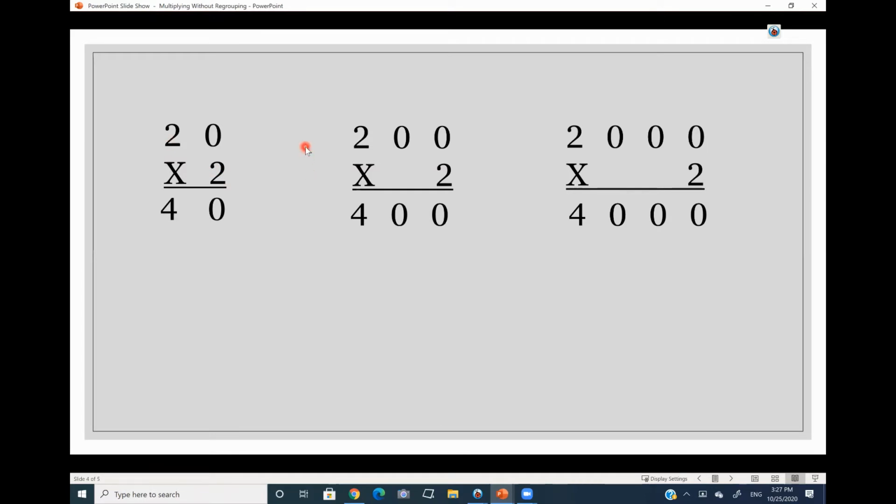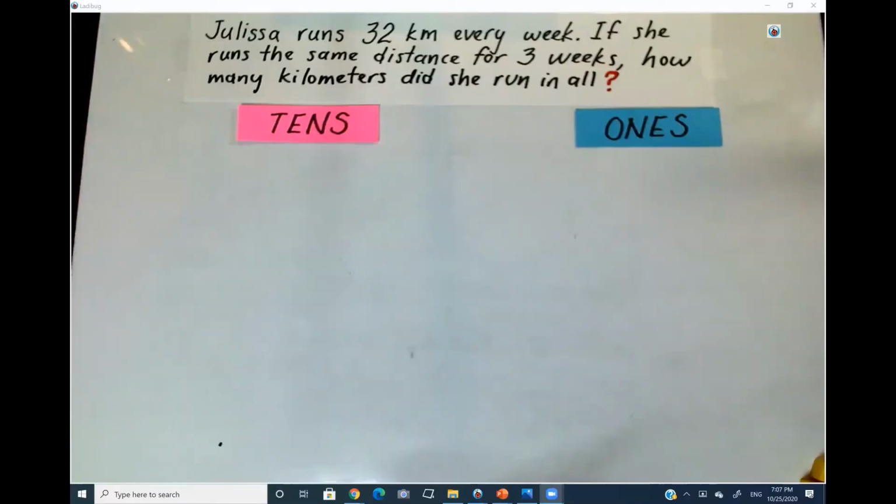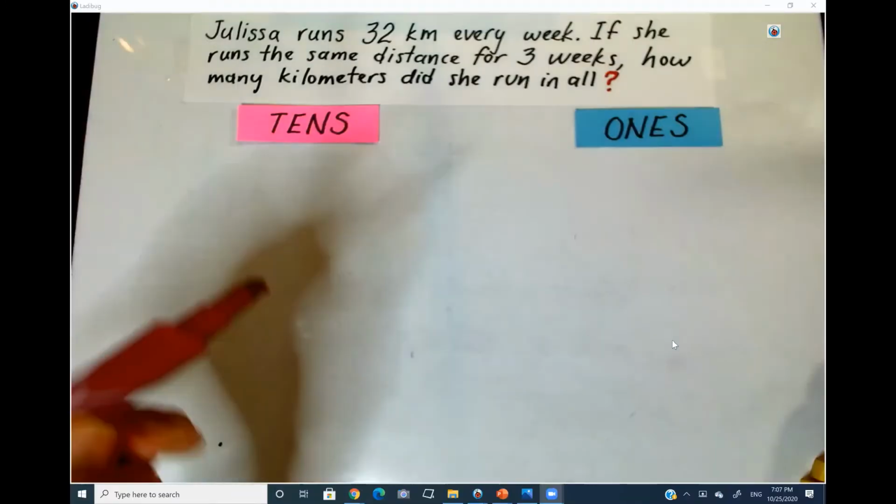Let's look at the same, but with a different multiplication. So what do you think is going to be 30 times 2? If you say 60, it's fine. What about 300 times 2? If you follow the pattern, you know the answer is going to be 600. And if we do 3,000 times 2, and if you keep following the pattern, you know it's going to be 6,000.